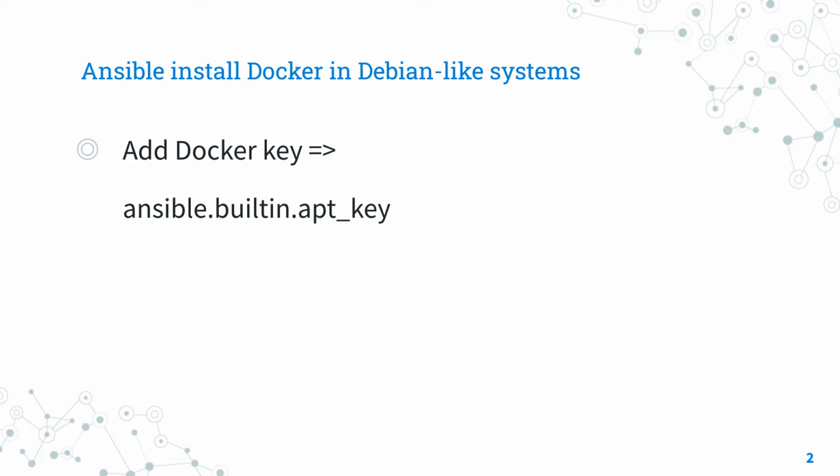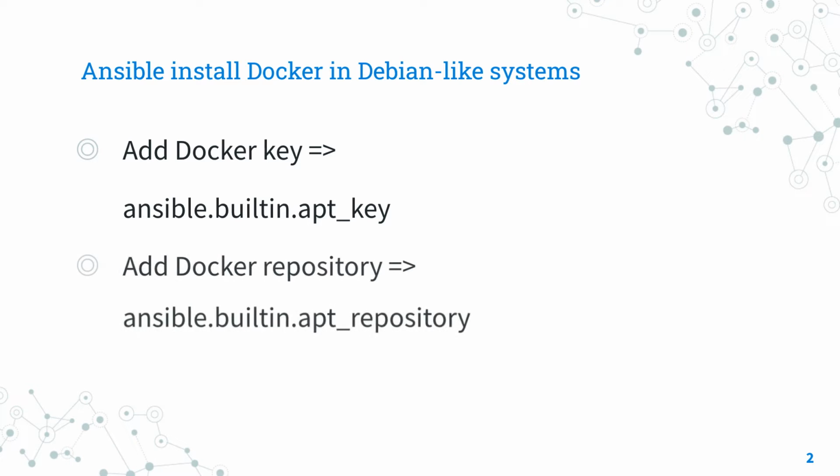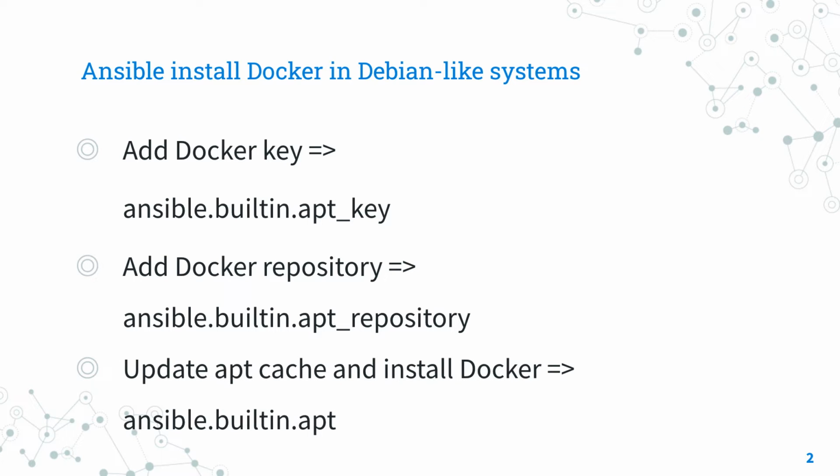as Docker releases. The second step is to add a Docker repository to the distribution. It's an extra website where apt, your distribution package manager, looks for software. You are going to use the ansible.builtin.apt_repository Ansible module. And finally, the third step is to update the apt cache for the available packages and install Docker using the ansible.builtin.apt module.